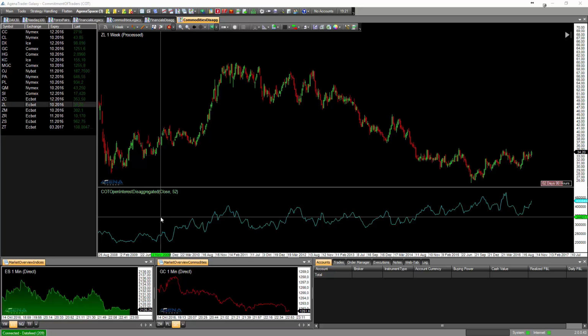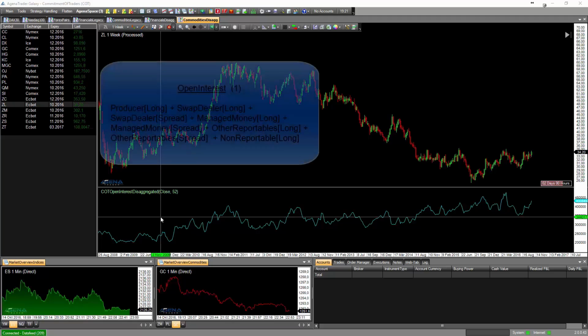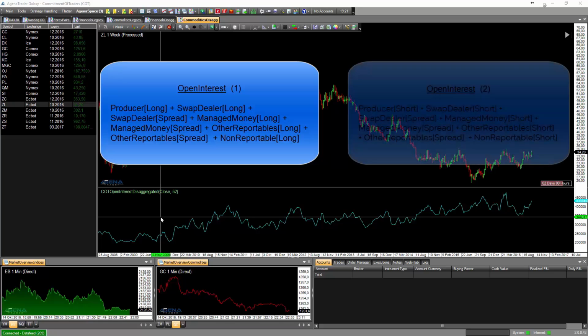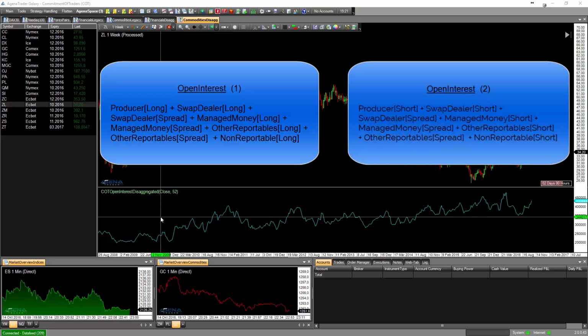The calculation of the open interest occurs analogously to the legacy reports, and since for each long contract there must also be a market participant on the short side, two calculation methods are possible, here for commodity futures. Producer long plus swap dealer long plus swap dealer spread plus managed money long plus managed money spread plus other reportables long plus other reportables spread plus non-reportable long equals open interest. The second method is again analogous to the first method. You can see the calculation shown here.